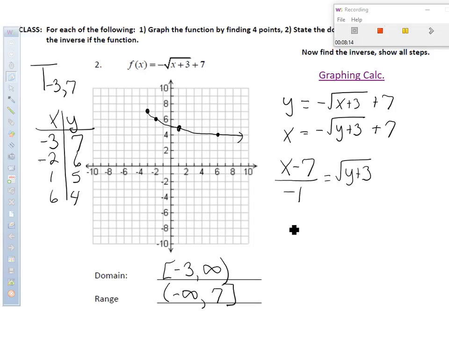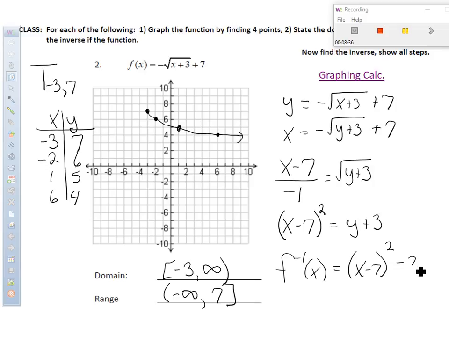We're going to square both sides. So I've got x minus 7 quantity squared over 1. And I'm not even going to write that since it's over 1. And that's going to be equal to y plus 3. Ending answer. My inverse is going to be x minus 7 quantity squared minus 3. So guys, there we are reviewing the square root graphs.